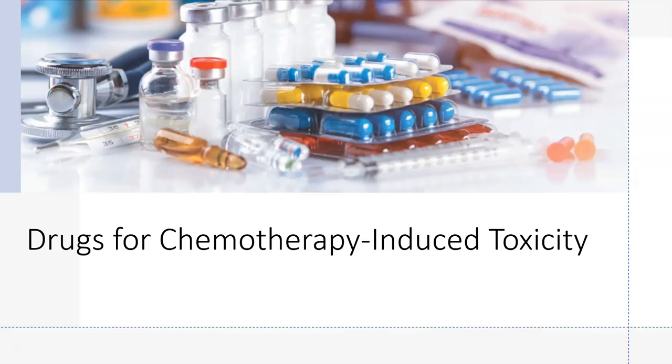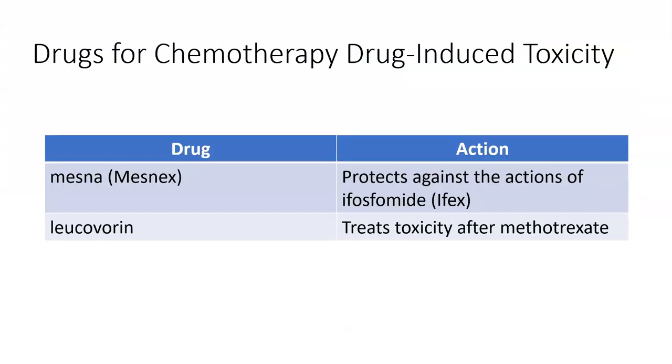A couple of examples of cytoprotective drugs include the drug Mesna, which protects against the actions of ifosfamide or Ifex, which is an alkylating drug. And then leucovorin treats toxicity after a dose of methotrexate, an anti-metabolite drug. So these are just common rescue agents or cytoprotectant agents that might be used in treating certain types of cancer.